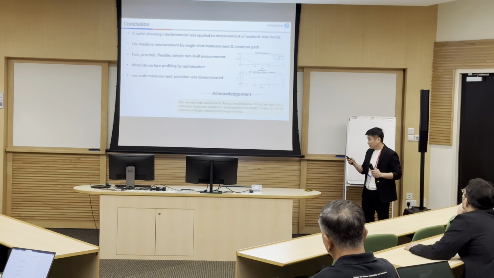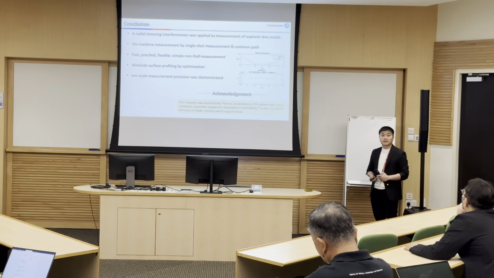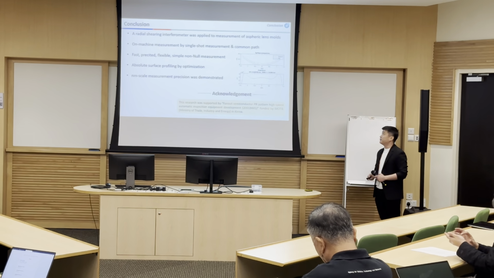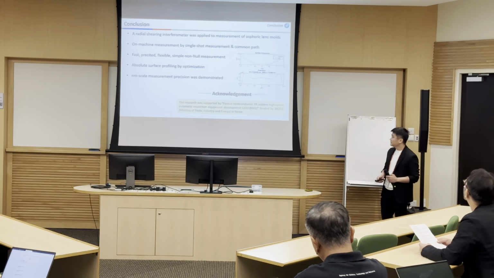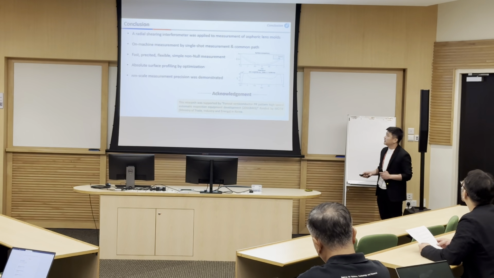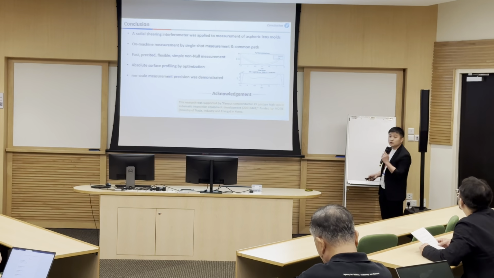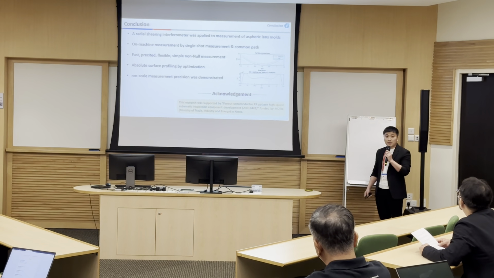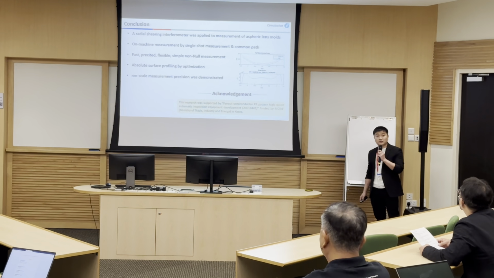Finally, with this kind of novel method, we hope that we can apply our method to a lot of techniques now in industry. The radial shearing interferometer can be applied to measure the aspheric surface. This is the key target, we hope. And on-machine measurement can be done with a single source only. A fast, precise, flexible, and simple method for non-known measurement will be generated, and the absolute surface profile can be detected by the optimization process. And finally, nanoscale measurement precision will be demonstrated.